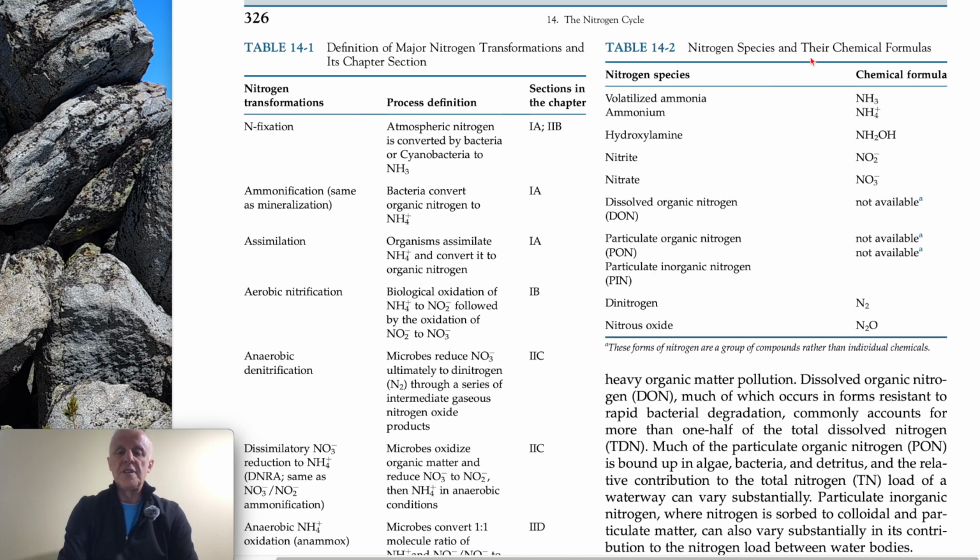Table 14-2, nitrogen species and their chemical formula. So we have volatilized ammonia, NH3, ammonium, NH4+, hydroxylamine, NH2OH. So this is NH2 with a hydroxide. Nitrite, NO2-, nitrate, NO3-. So we have one additional oxygen in case of nitrate. Dissolved organic nitrogen, or DON, not available. There's not a formula for it. Particulate organic nitrogen, PON. Particulate inorganic nitrogen, PIN. Dinitrogen, N2. And nitrous oxide, N2O.